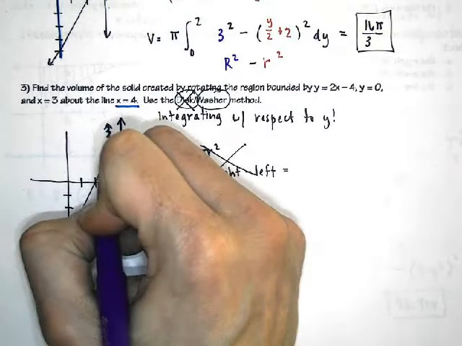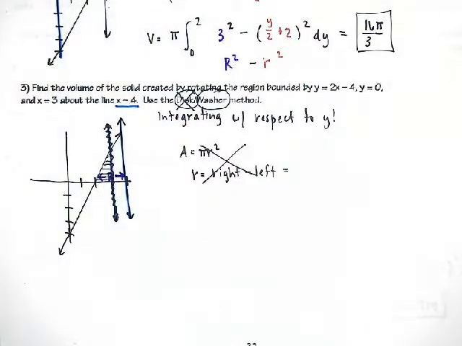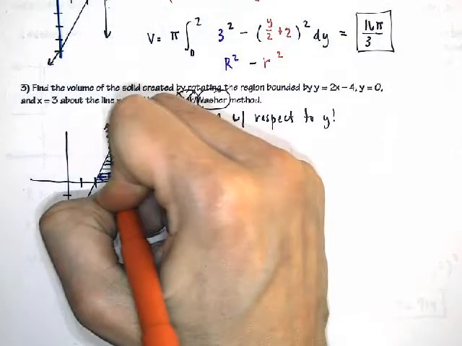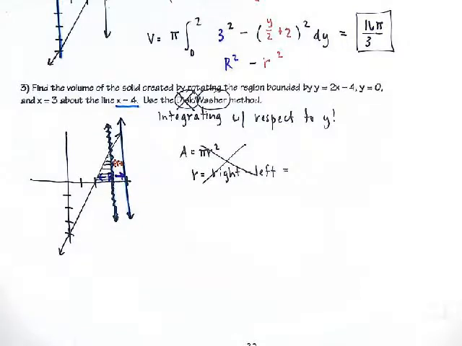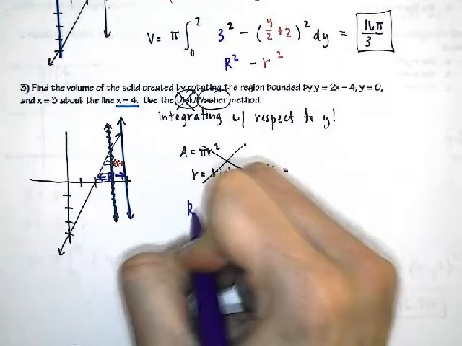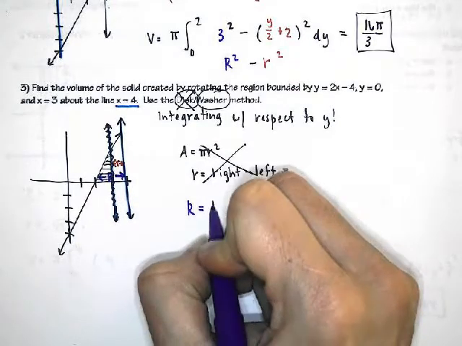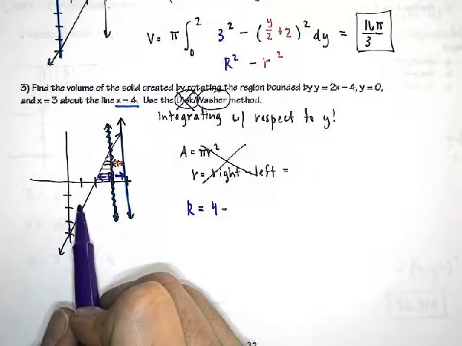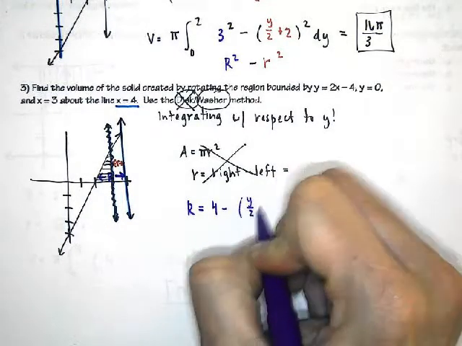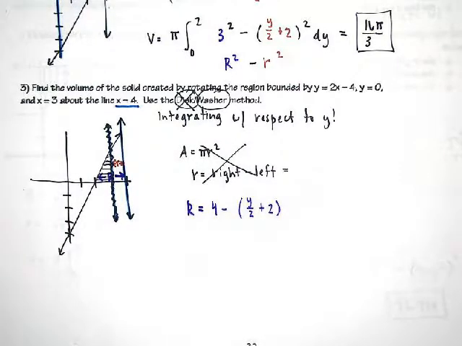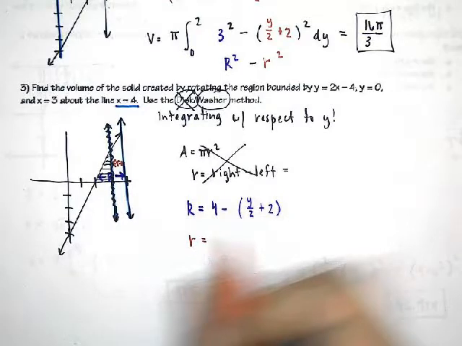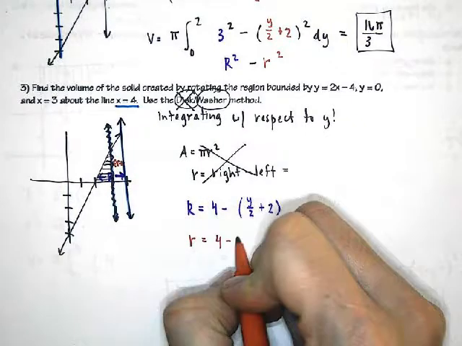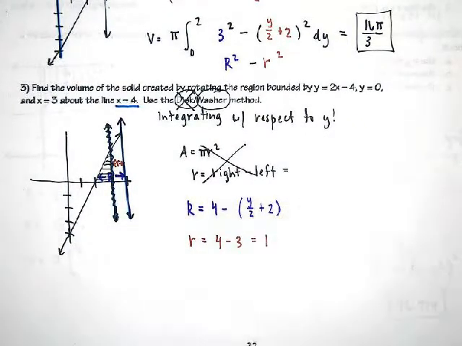So again, I need to identify my two radii. So there's my big R. And again, in the negative space, and I know it's small here, is my little r. So for my big R, my right boundary is 4. My left boundary is this function, and we already got that in terms of y. We know that's y over 2 plus 2. Now, for my little r, I have my line here, 4, and my inner boundary is just 3. So that's equal to 1.